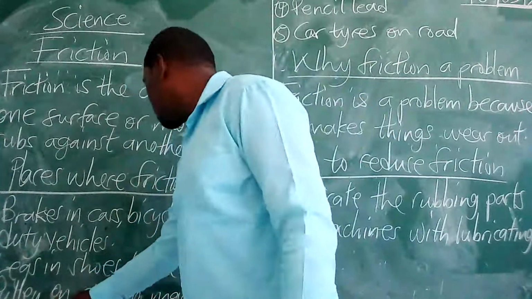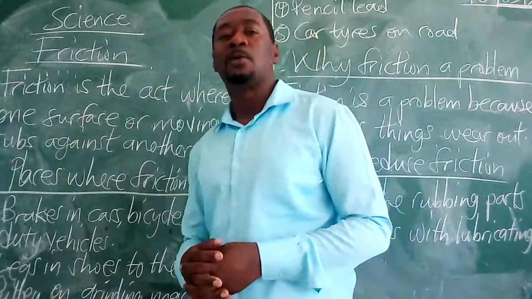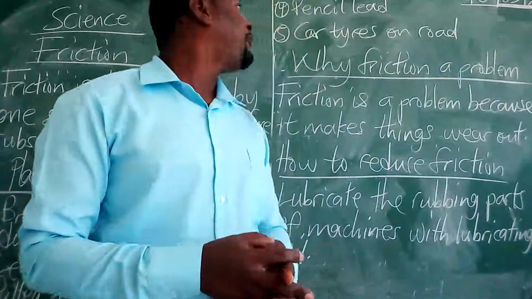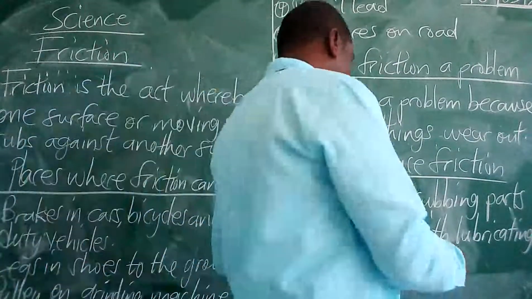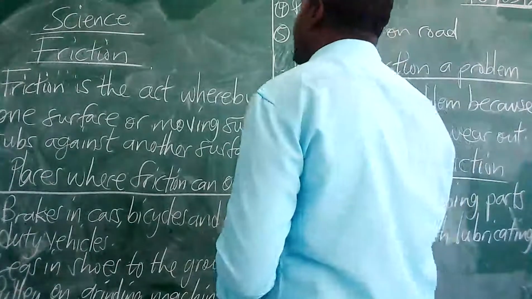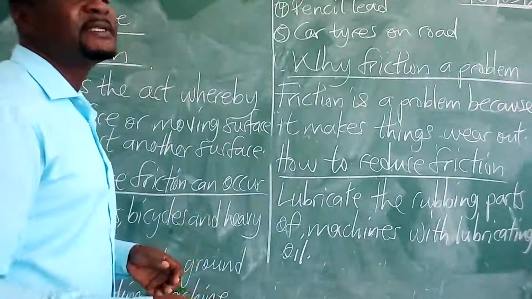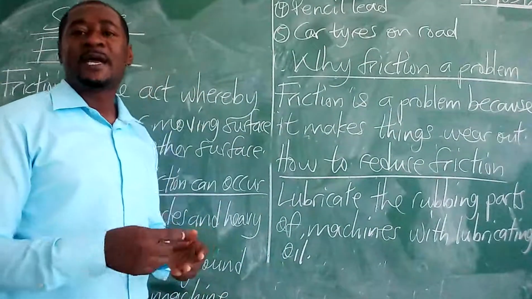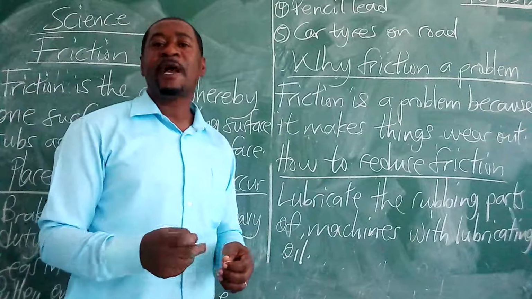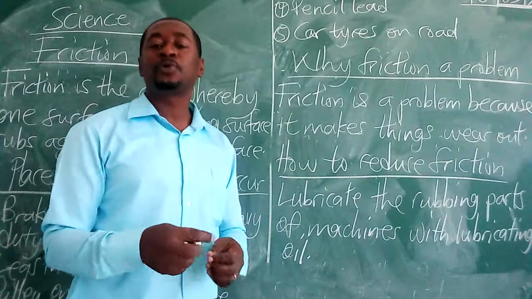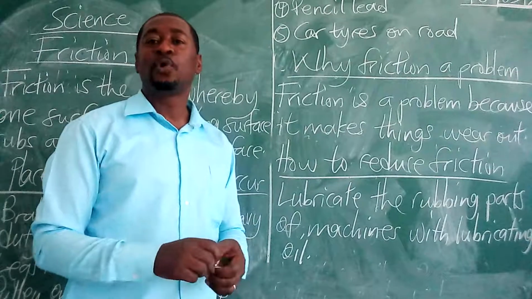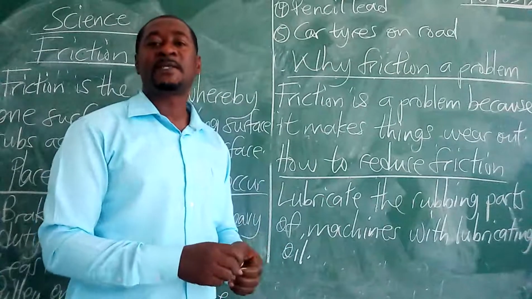We have pulley on grinding machine. A grinding machine is a machine that we use to grind cereals like maize, rice and millet. We use certain machines to grind those cereals.